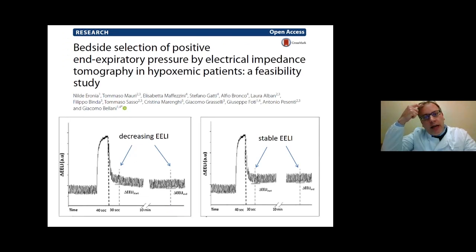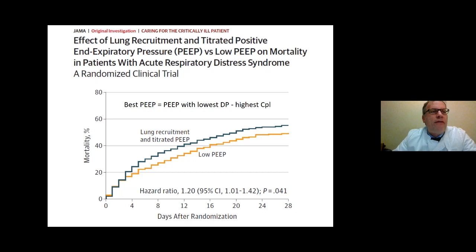Another tool you can use is electrical impedance tomography. I think it's a very interesting bedside tool to assess recruitability and select PEEP in ARDS patients. What you have not to do, in my opinion, is to use compliance to set PEEP. Compliance is a very important parameter to assess our patient and monitor disease evolution, but it's now clear that it's not the right way to set PEEP. It's now proven.